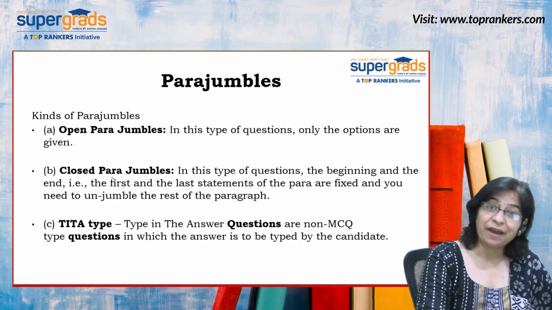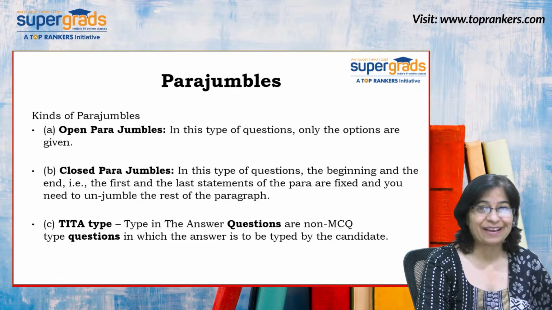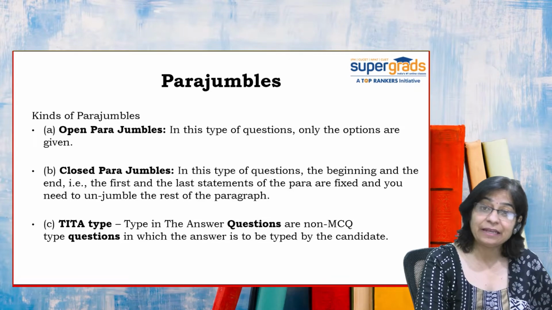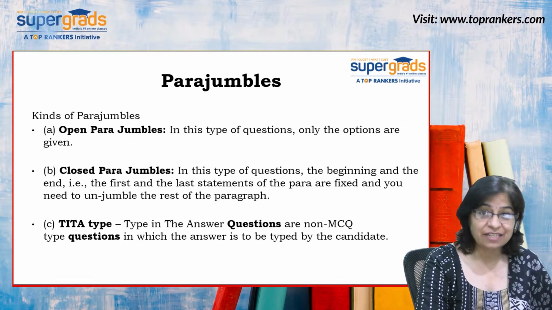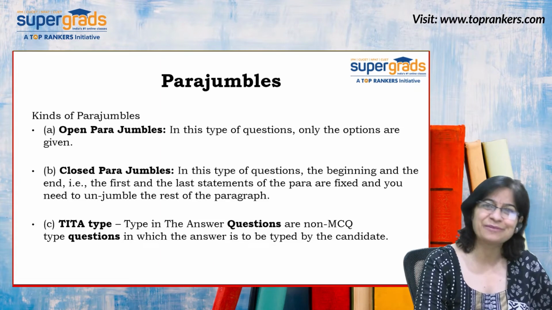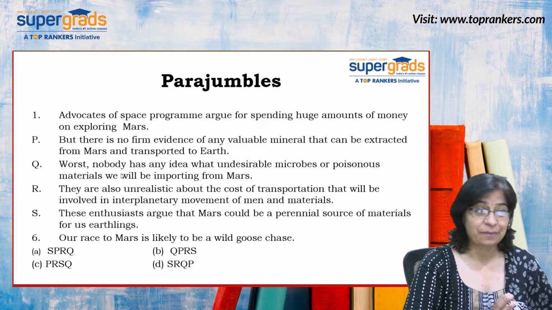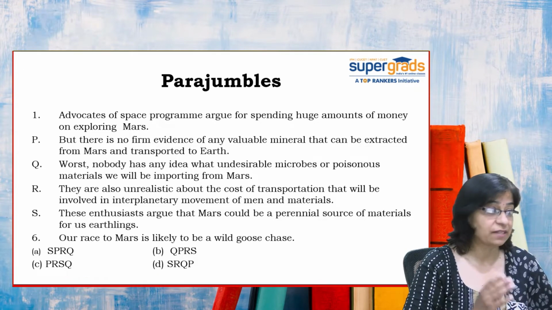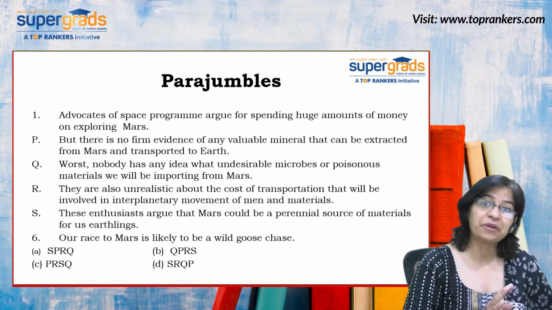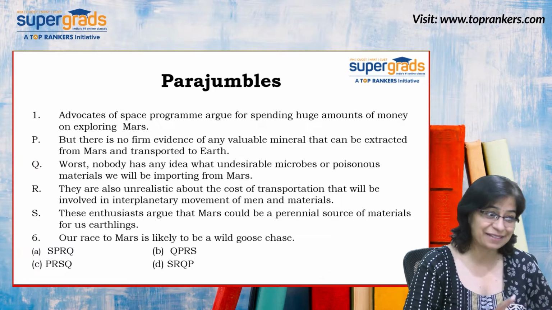Now, dealing with para-jumbles can either be a pain in the neck or a piece of cake, depending on how well you're equipped to handle them. Well, if you are equipped with the right strategies, it can definitely be a walk in the park. So let's look at some useful strategies. Now, right in front of you is a para-jumble which is fixed. The first and the sixth sentence are there. It's a closed para-jumble. Now, you can pause the screen and try to unjumble the rest of the sentences. The options are given below.